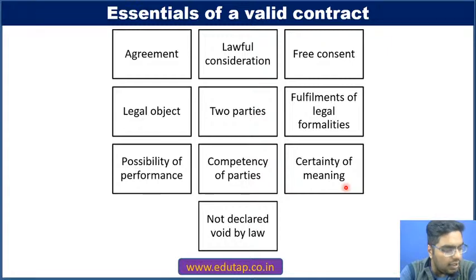Certainty of meaning means that I have done a contract with you that I'll supply you with oil. You pay me 1 lakh rupees, I'll supply you with oil. Does this sound proper? No, because I have not specified which oil I will be supplying to you, how much quantity, and where I will be supplying it. You paid me 1 lakh, but I supplied you a 20 rupees pack of coconut oil. So that is not certain. There should be certainty of meaning. There should be absolute certainty about the consideration and also about what I am providing to you.